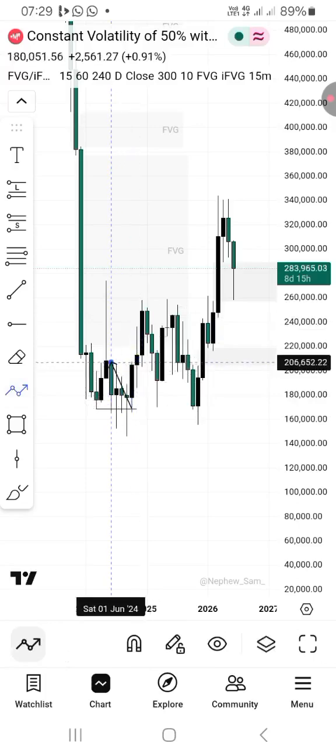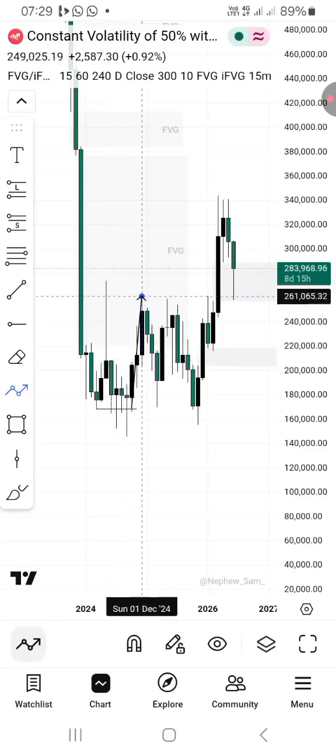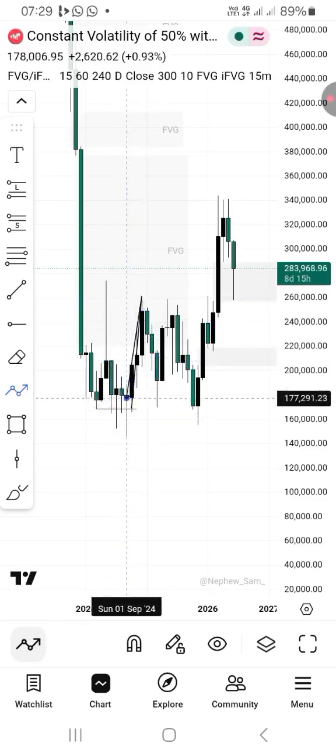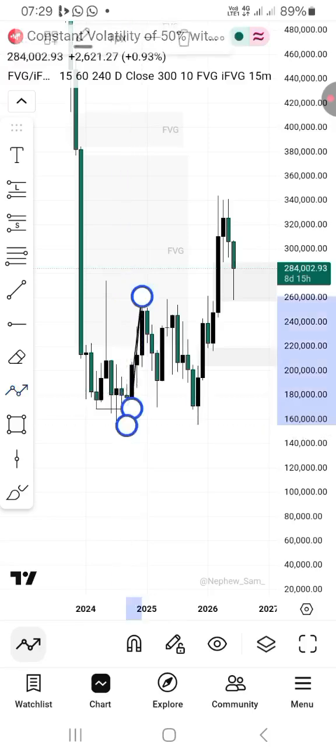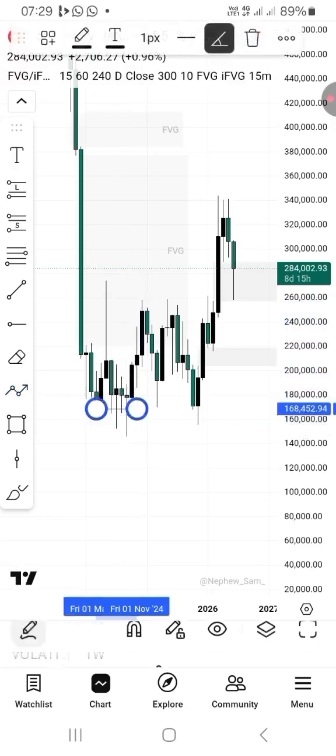We closed above these two candles' high. Price rallied up, came back into this demand zone. There's a demand zone there in the form of an order block. This one actually cleared this low.